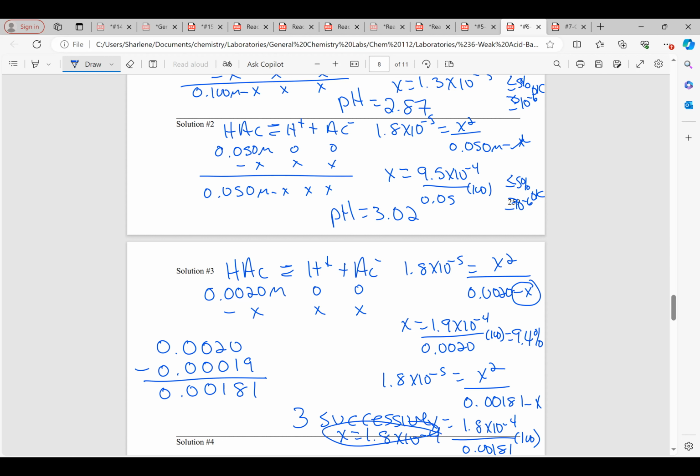And I don't care how you do it. You can jump straight to the quadratic. You could do those successives, whatever works in your world. Now take the negative log of that. And that pH is 3.74.